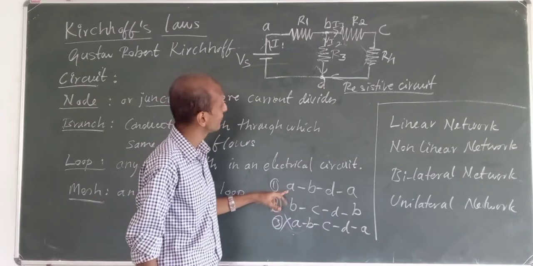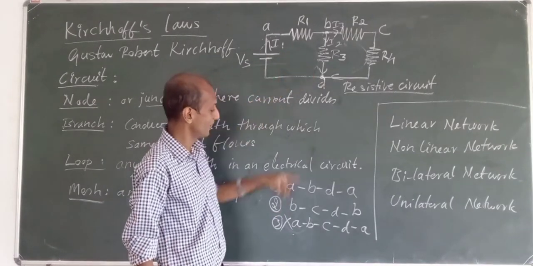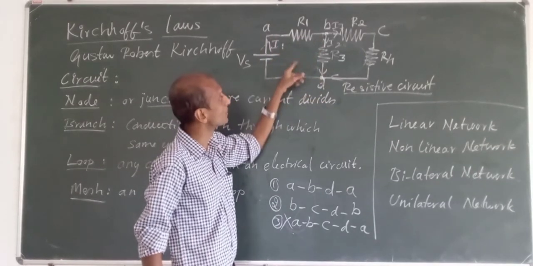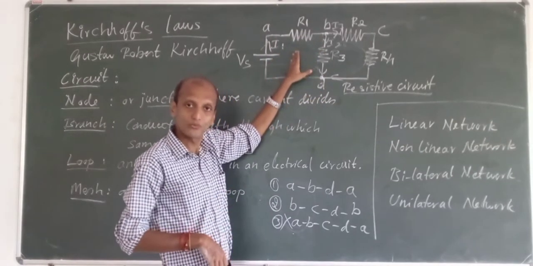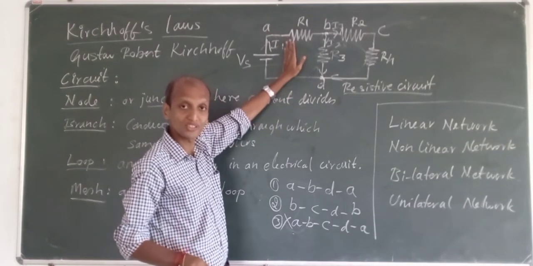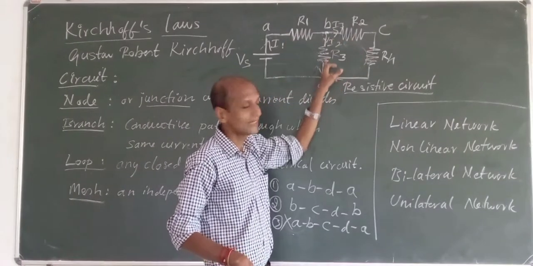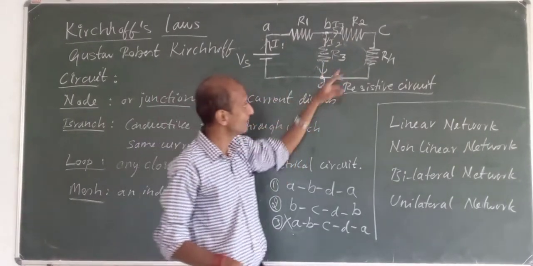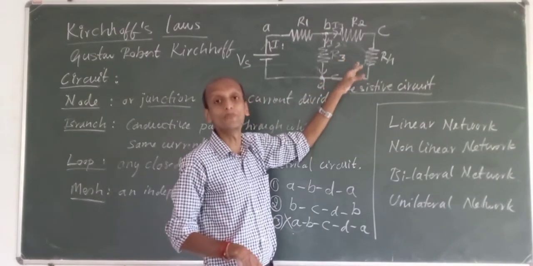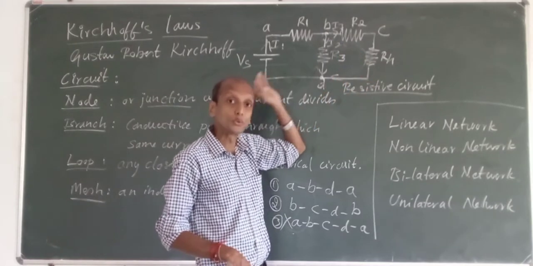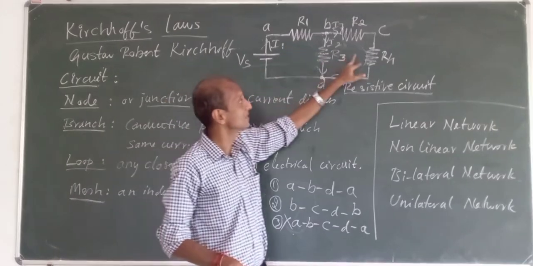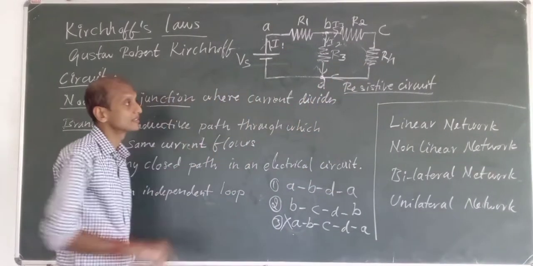So coming to the first loop, A, B, D, A. This loop does not have any other loop within it, so this is a mesh. Correct. Okay, loop 1 is a mesh. Loop 2, again, is an independent loop. Isn't it? It doesn't have anything within it. There is no other loop within loop 2. So this is one mesh, and this is another mesh that you can make out in that resistive circuit.